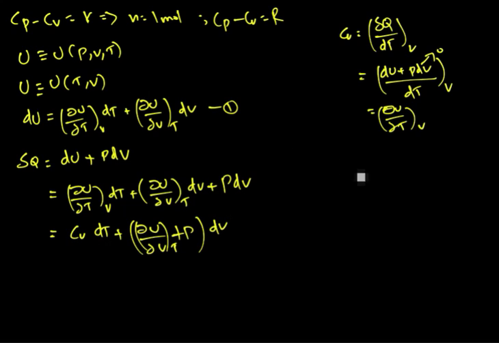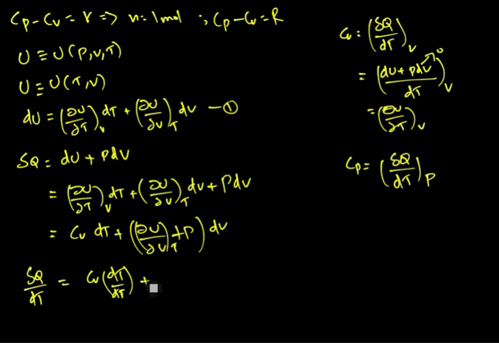Now we need Cp also. We know the expression for Cp: the specific heat at constant pressure is the rate of change of heat with respect to temperature, del Q by dT at constant pressure. So I am dividing this equation by dT, then this is equal to Cv into dT by dT plus dou U by dou V at constant temperature plus P into dV by dT.